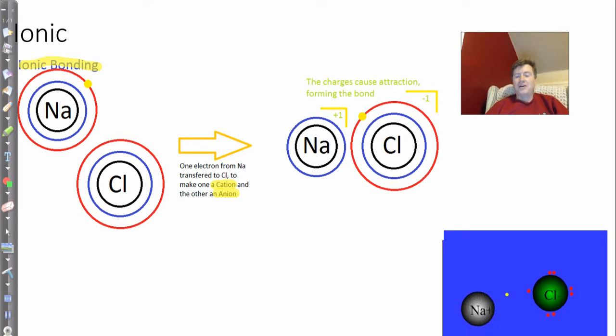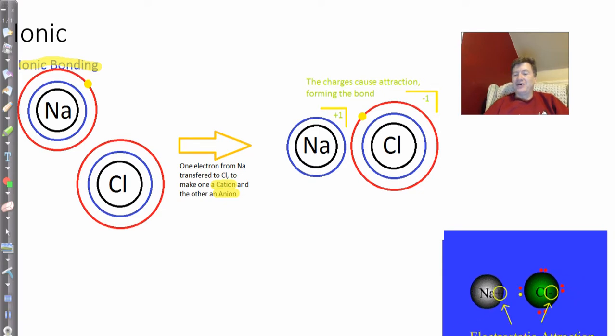Oh, wait, there it goes. There's my animation. You see it going there. Finally. Let it run for a second so you can see it again. Notice how the yellow electron is being transferred to chlorine. Sodium is losing it, chlorine is gaining it, and therefore that what they're calling an electrostatic attraction is the ionic bond.